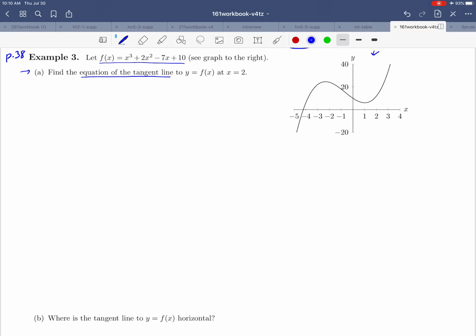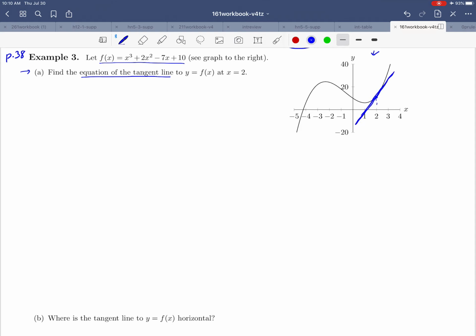Okay, let's first draw a picture of what they're asking us to find. So the tangent line at 2 would just be the line that's tangent to the curve there. Okay, so if we draw it, that's the line that we're trying to find the equation of. And the question is, what do we need to do in order to find the equation of that line?